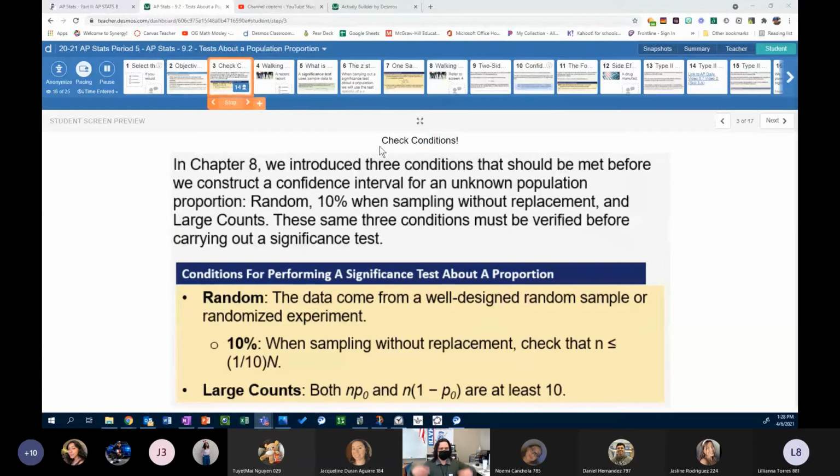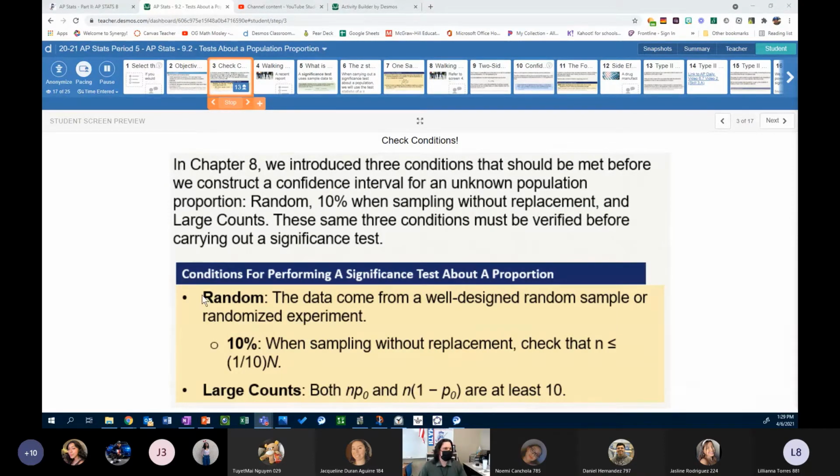All right, so first, checking conditions. These are the same three conditions that we had to check when constructing confidence intervals for a population proportion. We have our random, 10%, and large counts conditions. These conditions must be checked before performing a significance test. So before you do calculations, these things must be checked and must be confirmed. If they are not met, your calculations aren't really any good, right?